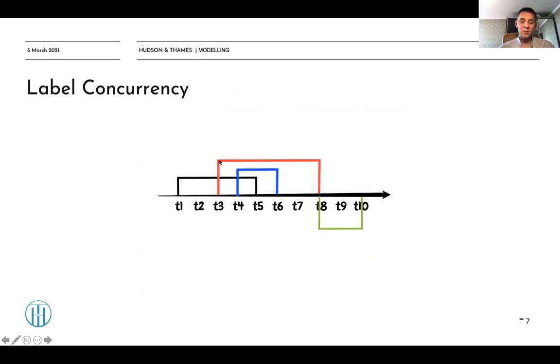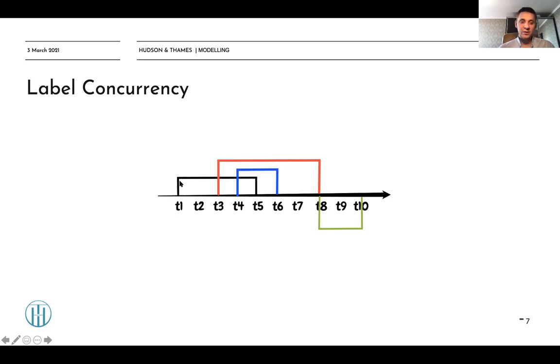The second label was initiated at time t3, and it was labeled at time t8. The third label, the blue one, was initiated at t4, and we have understood its value at t6, and the final label was initiated at t8, and it was labeled at time t10.